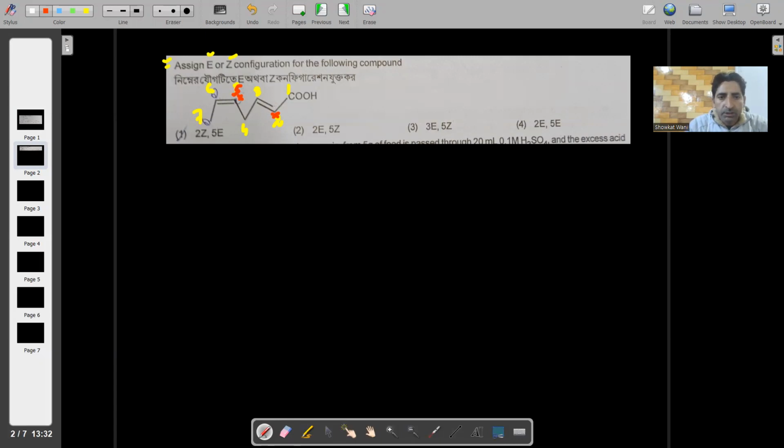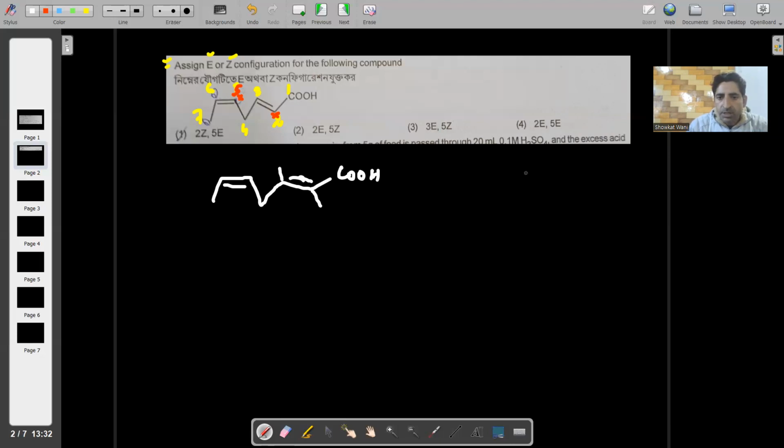So let us try to solve this question by assigning the E and Z system of nomenclature to this compound. Let me write down this question once again. So this is the question. Over here, we have the COOH group. Now, how do we assign the E and Z system of nomenclature to the compound? We have to use CIP rules.